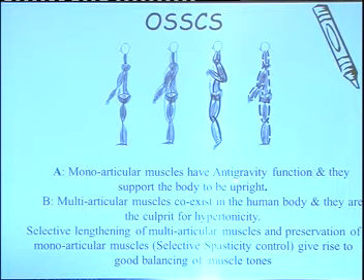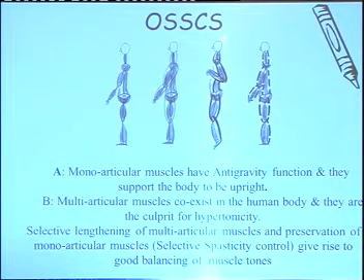Monoarticular muscles have anti-gravity functions and they support the body to be upright. So it is these multi-articular muscles coexisting in the human body that are the culprit for hypertonicity. Muscles acting across two joints are responsible for deformity. Muscles acting across one joint are anti-gravity muscles and help to maintain the erect posture. Selective lengthening of multi-articular muscles and preservation of monoarticular muscles.